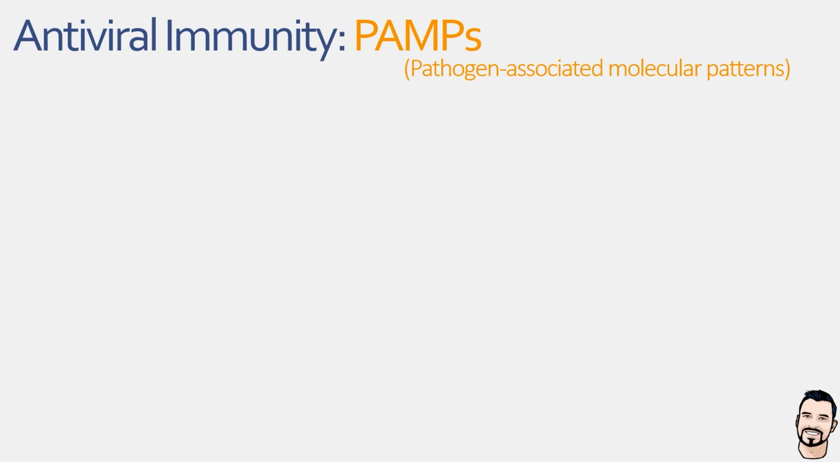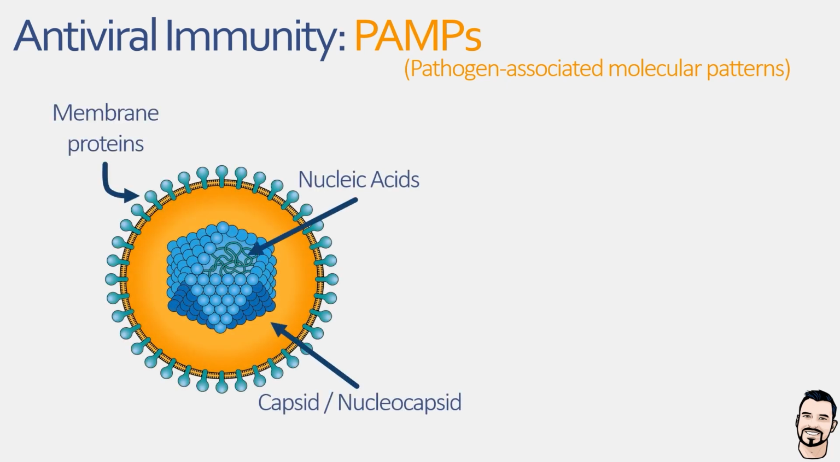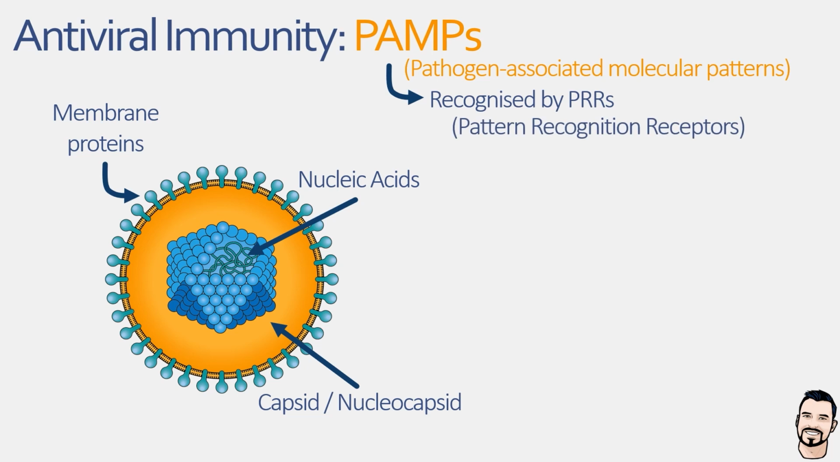Well, it all revolves around what we call PAMPs, which stands for Pathogen-Associated Molecular Patterns. These are protein structures on pathogens, including our viruses, which are antigenic, meaning they are able to be recognized by our immune system. And for our immune system to recognize these PAMPs, cells in our immune system use PRRs, or Pattern Recognition Receptors, which, as the name suggests, recognize PAMPs on the infecting pathogen.